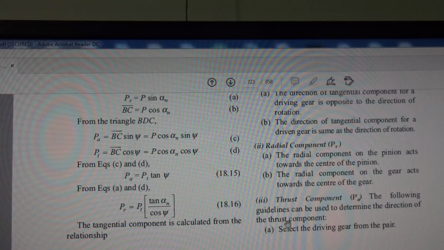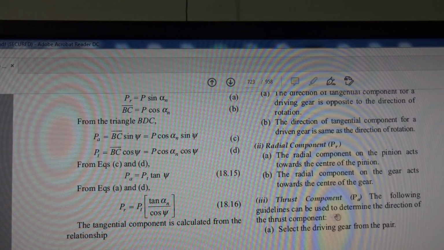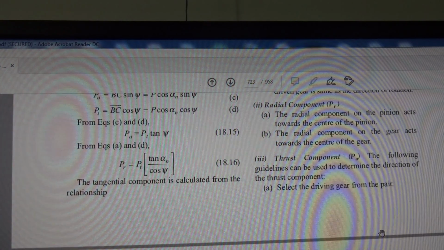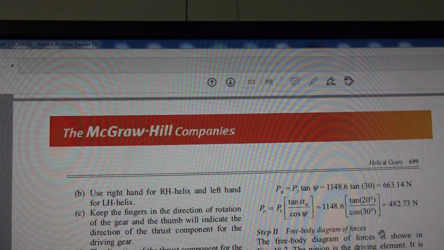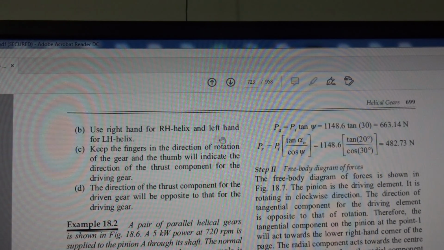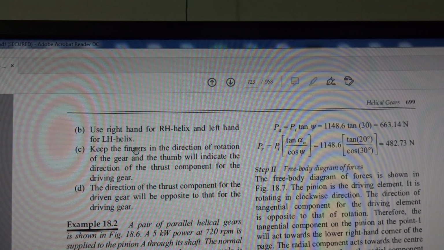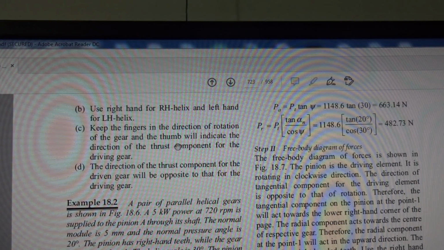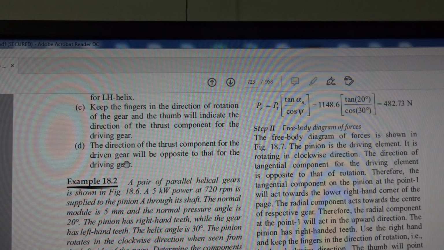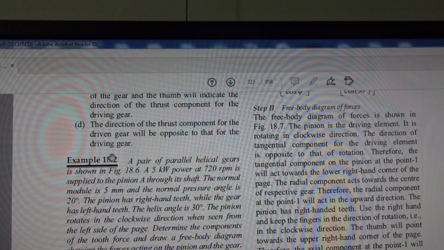For the thrust component, the following guideline can be used. Select the driving gear from the pair and use the right hand thumb rule for a right hand helix and the left hand for a left hand helix. Keep the fingers in the direction of rotation of the gear and the thumb will indicate the direction of the thrust component of the driving gear. The direction of the thrust component of the driven gear will be opposite to that of the driving gear.